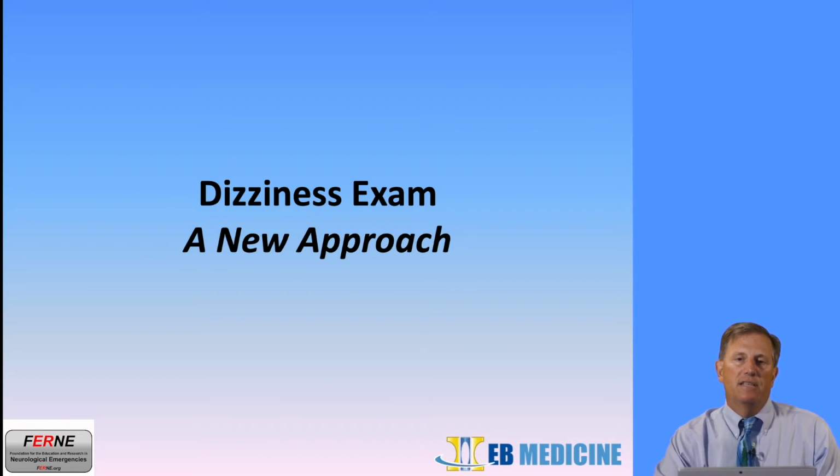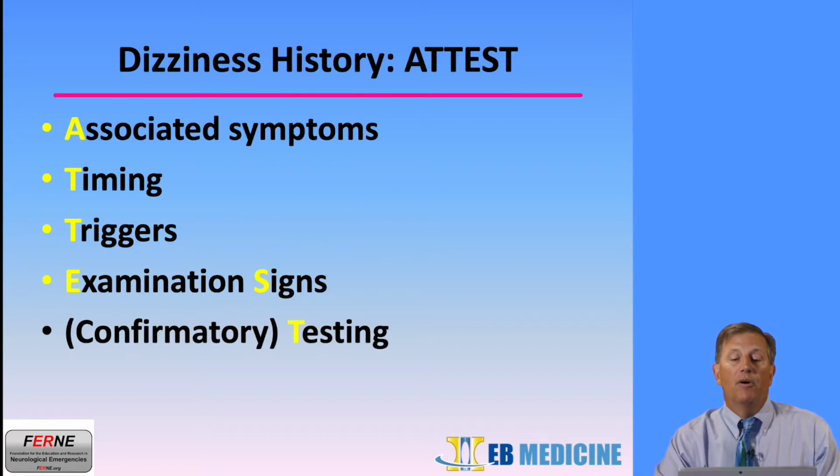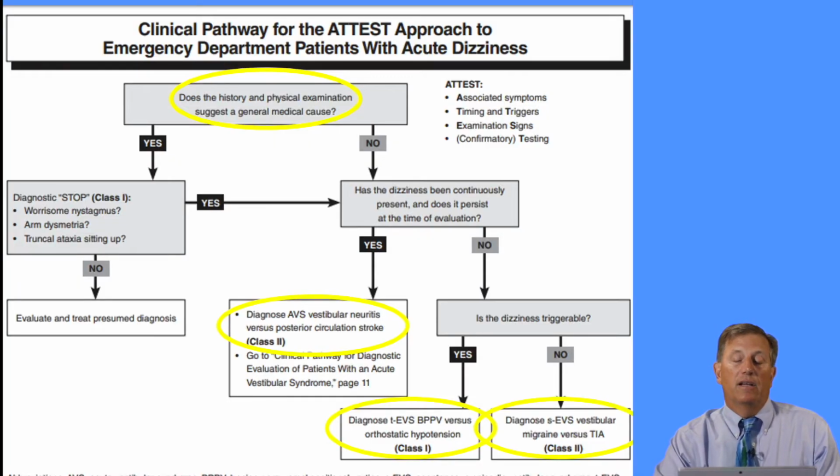So as we consider nystagmus, I want to bring forward now Dr. Edlow's new approach to the dizziness exam. Remember his dizziness history, ATTEST. And now let's take a look at the clinical pathway, which has 3 portions highlighted. We're asking 3 general questions. What about any cause that could be related to a general medical cause such as dehydration? Then we want to establish whether there's an acute vestibular syndrome. And lastly, if it's not an acute vestibular syndrome, we want to know whether the intermittent dizziness is triggerable or occurs spontaneously.